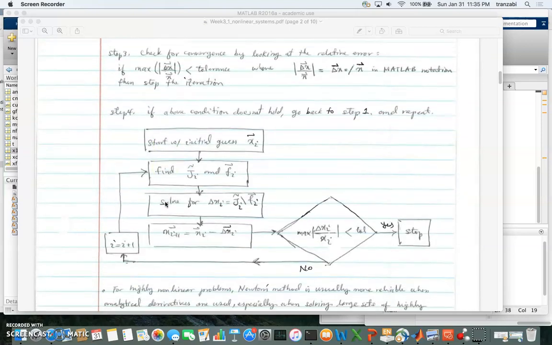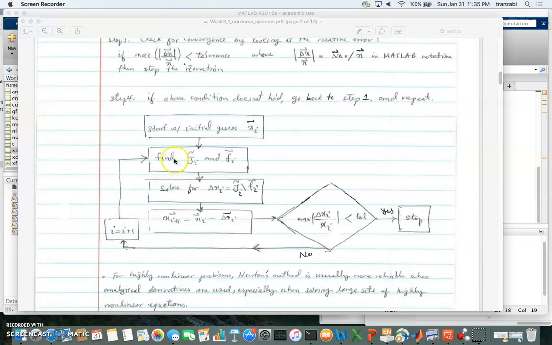So here's the flow chart. You're going to start with the initial guess, and because this is a multi-dimensional variable problem, we're going to have n guesses.